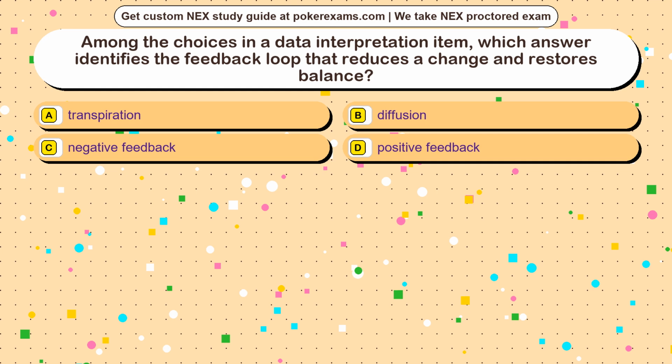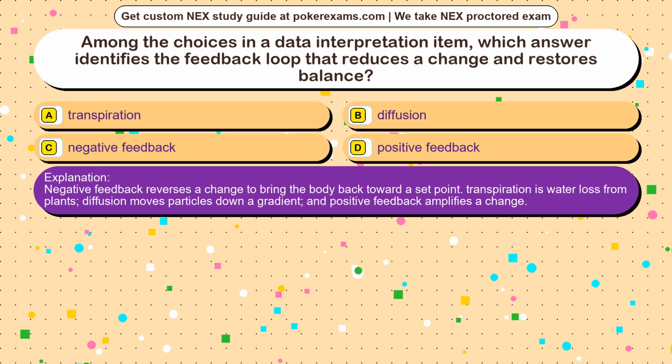The correct answer is option. Negative feedback reverses a change to bring the body back toward a set point. Transpiration is water loss from plants, diffusion moves particles down a gradient, and positive feedback amplifies a change.